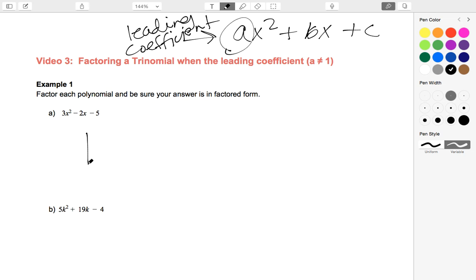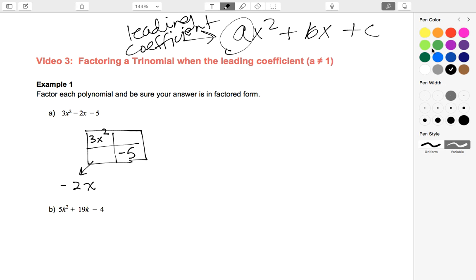So I'm going to go ahead and draw a box, and I'm going to write 3x squared. I know my first term goes on my top left, and my constant goes on the bottom right. And then they all need to add up to negative 2x, right? Okay, so that's all I can do for right now.